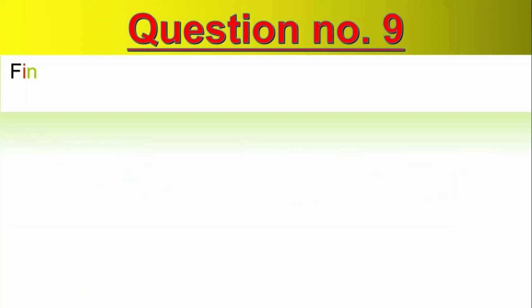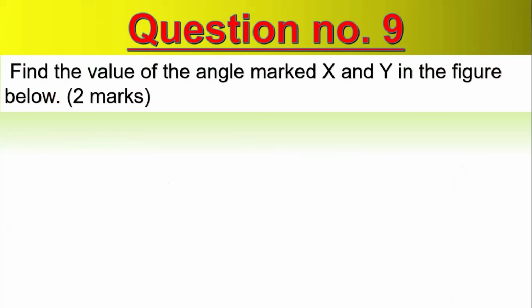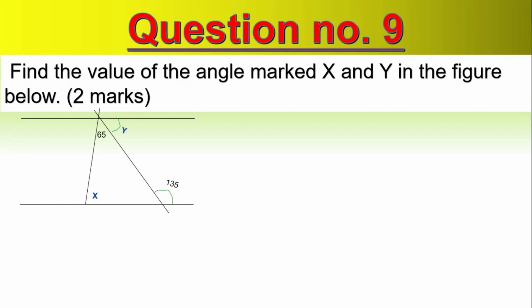Number 9. Question number 9. Find the value of the angles marked X and Y in the figure below. So this is 65. This is the angle 135 degrees. And this is Y, and this is X. Yes. Are you able to find X and Y? Okay. Let us continue. So so long as this is a straight line. Have you ever heard people saying this one can go 180 degrees?